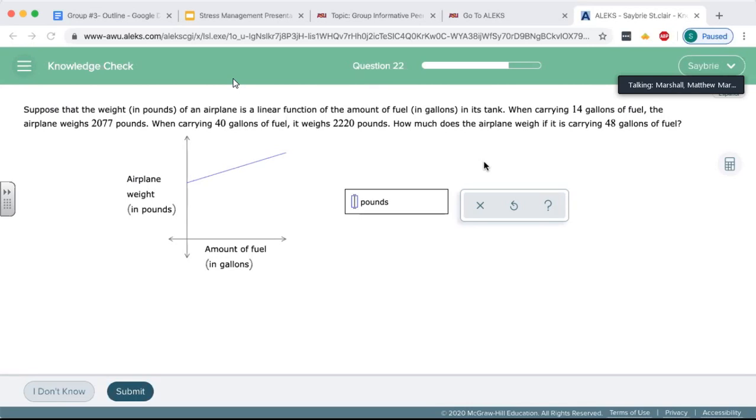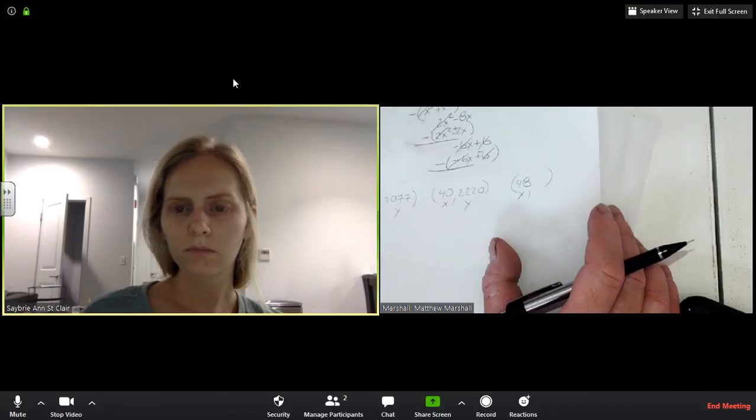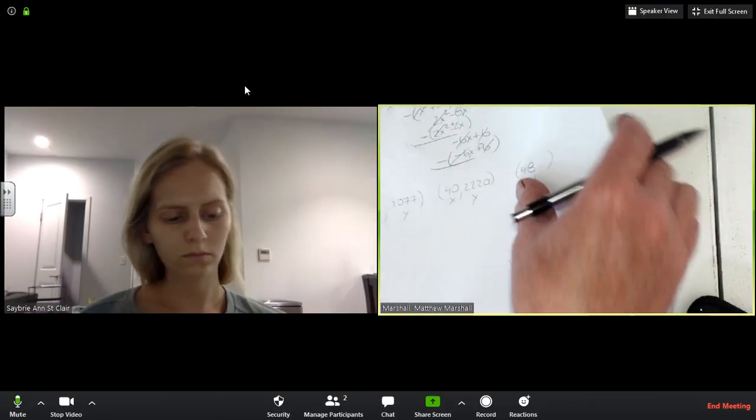Okay, so we can figure this one out. Easy peasy. So the first one, 14 gallons of fuel, weigh 2,077. The other one, 40 gallons of fuel, weigh 2,200. What's the new one after 48 gallons for x? Alright, we got it. You want to switch over? Okay, so those are my coordinates.